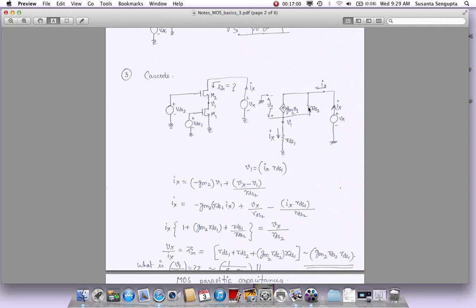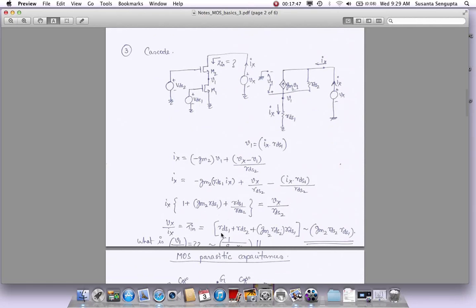So Ix coming, splitting into two parts. We have the two parts here. Now what you do is you take V1 and you substitute it by this, wherever you can, Ix times RDS1. So here V1 I've substituted as RDS1 times Ix. Here Vx by RDS2 I've kept as it is, minus V1. V1 again is Ix RDS1 by RDS2. Now take all the Ix terms and move them on this side. So if you do that, it will become 1 plus GM2 RDS1, which is here, plus this term is RDS1 by RDS2. So all that clubbed together for Ix. And on the other side of the equality is just this term remaining, Vx by RDS2.